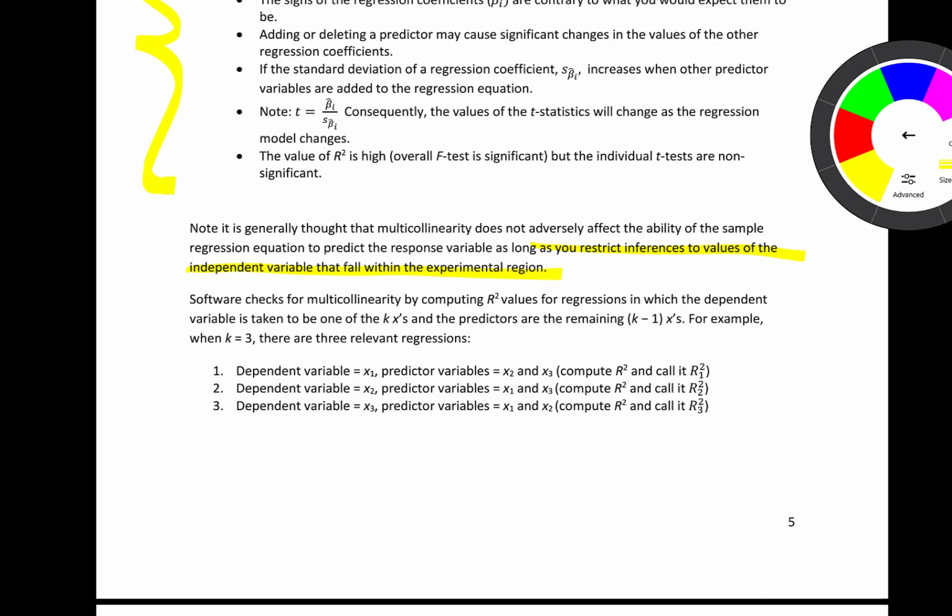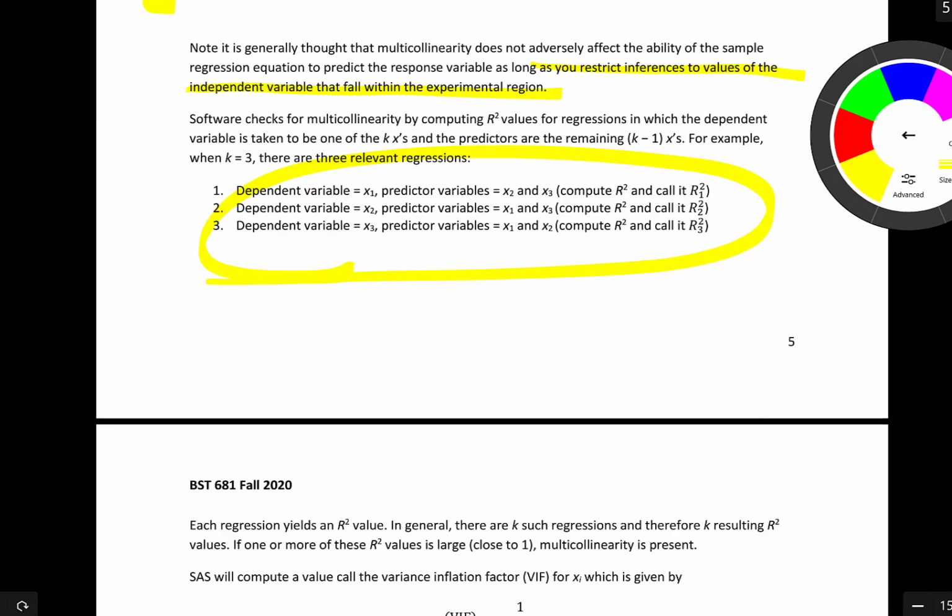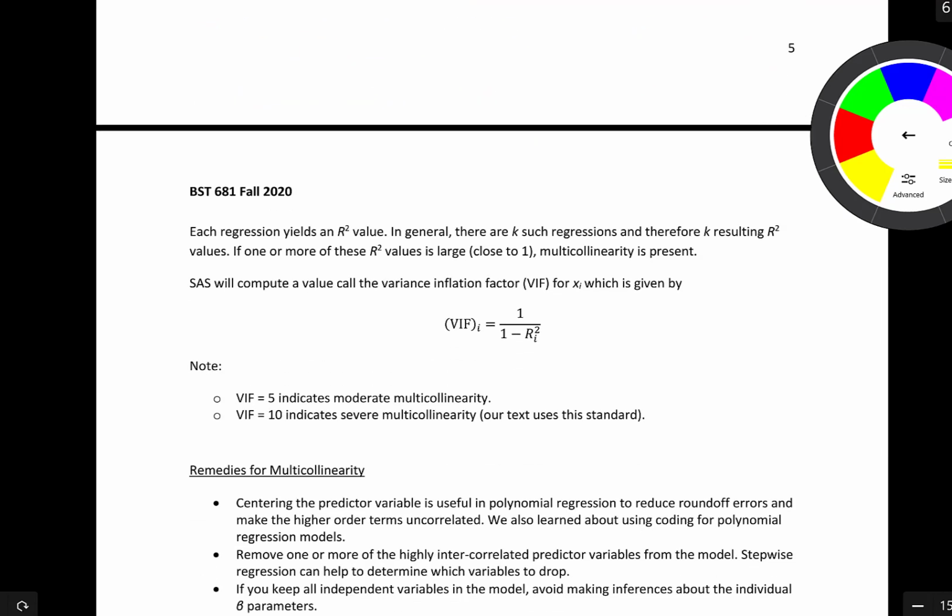So software checks for multicollinearity by computing R-square values for regressions in which the dependent variable is taken to be one of the k x's and the predictors are the remaining x's. So for example, when k equals 3, there are 3 relevant regressions that we could look at. And so those are those 3 different ones. Each regression yields an R-squared value, and in general there are k such regressions and therefore k resulting R-squared values. So if any of those R-squared values are close to 1, you generally are going to have multicollinearity.